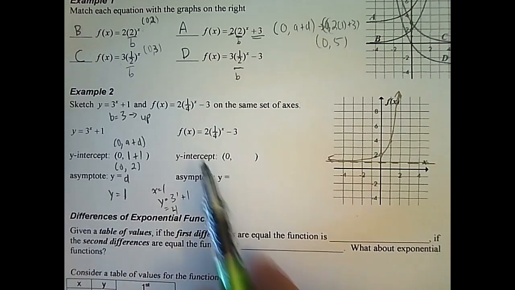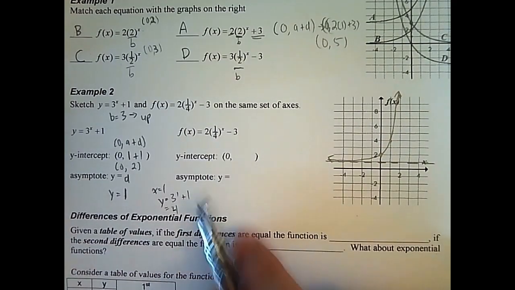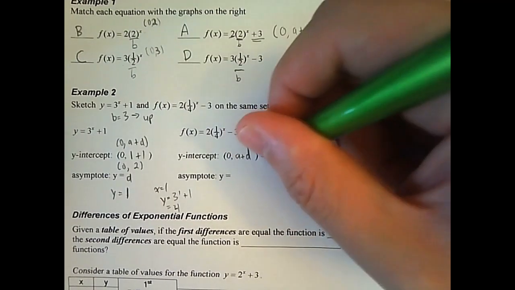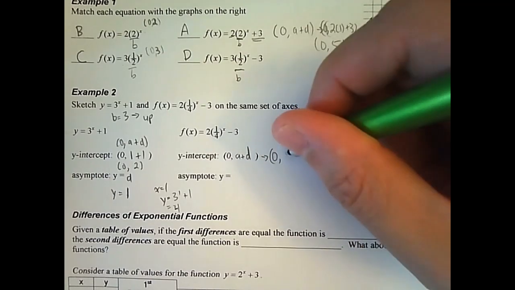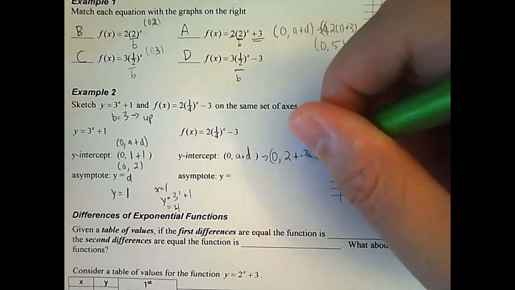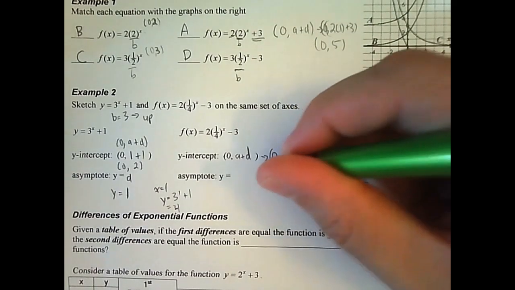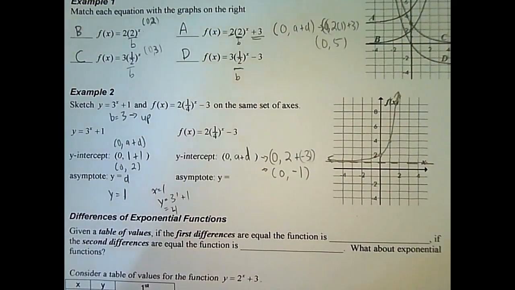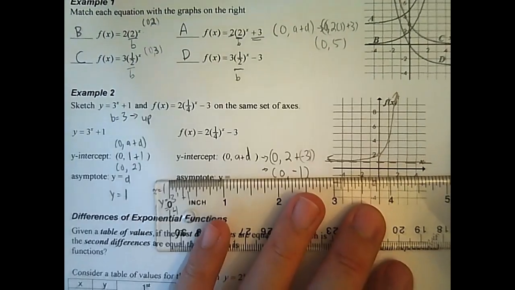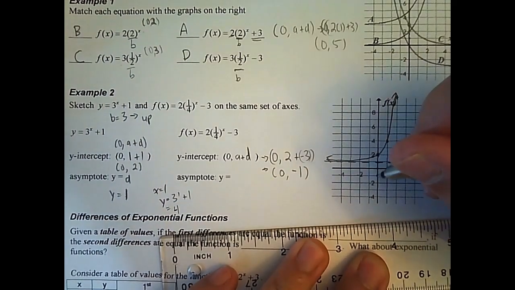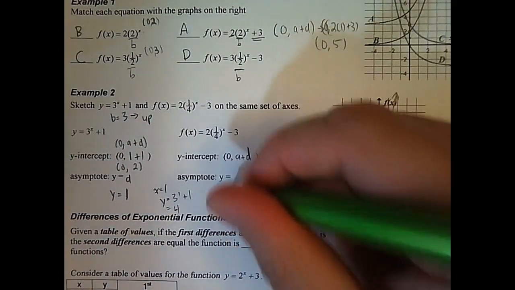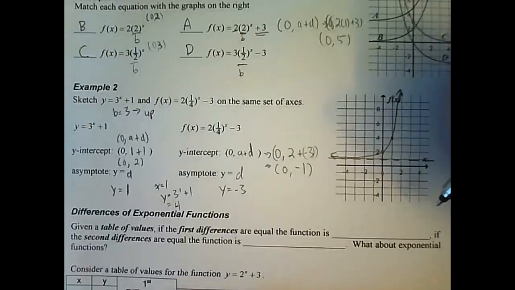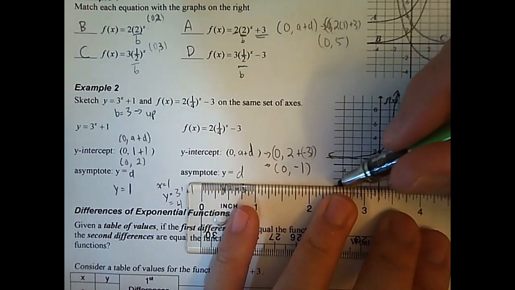Now, on the same axis, we're going to do this equation, but we're always going to do the same thing. We look for the y-intercept, which is, again, a plus d. In this case, a is 2 plus negative 3. So that's going to give me 0, and then 2 plus negative 3 is negative 1. Oh, sorry, a y-intercept at negative 1. And then the asymptote is y equals d, which is y is equal to negative 3. So I'm going to have a horizontal asymptote at negative 3, like this.